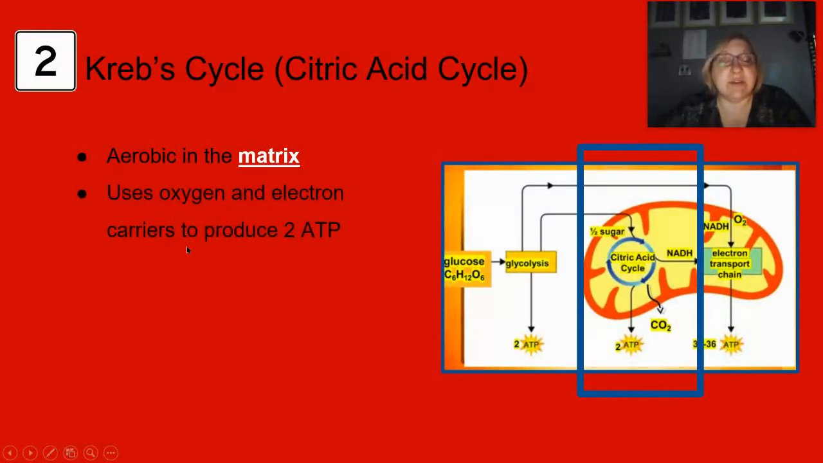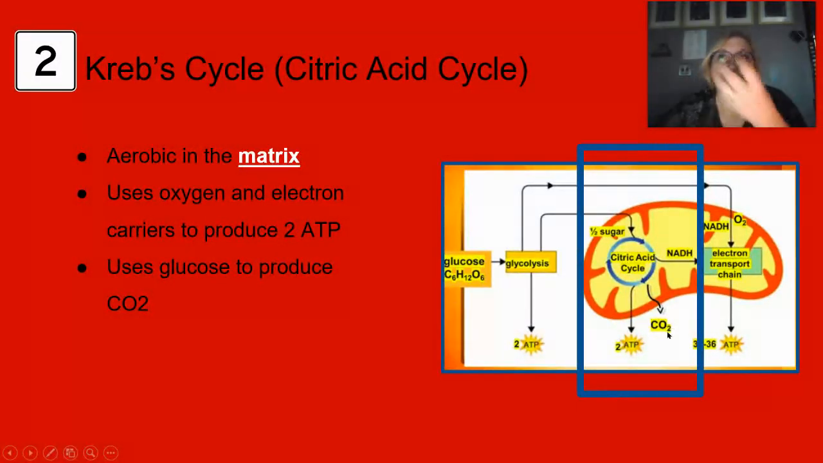Now that process needs oxygen. So you need oxygen and electron carriers, and then it produces 2 ATP. So also in this process, carbon dioxide is given off, and that's why we breathe out the carbon dioxide. Cellular respiration happening in the mitochondria: 2 ATP and 2 carbon dioxide.